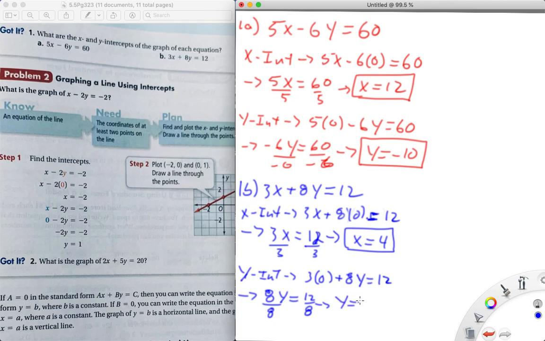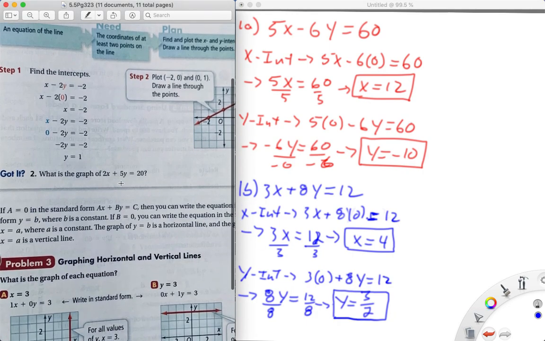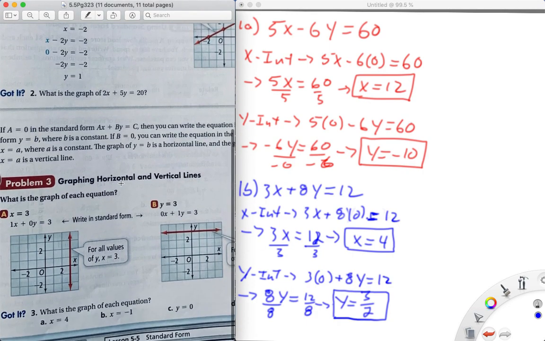Y equals, so 12 divided by 8 can be simplified, dividing top and bottom by 4. 12 divided by 4 is 3. 8 divided by 4 is 2. Y equals 3 halves. Yep, that's it. Not bad at all.